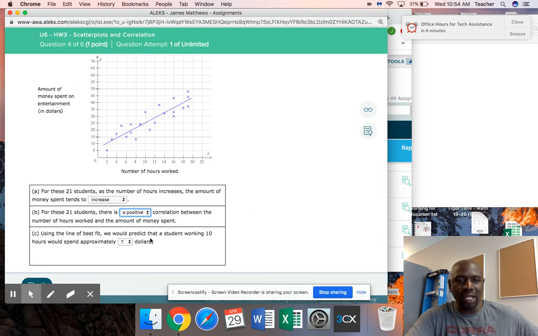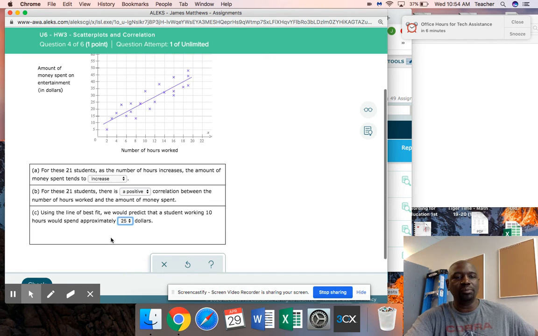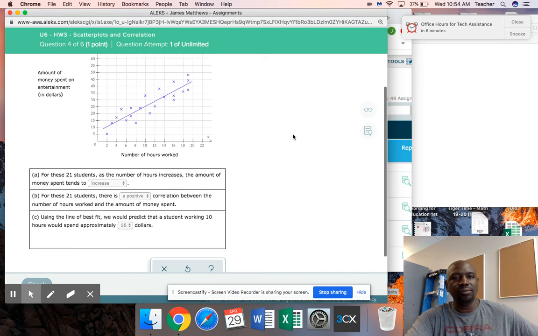And if I were to use the line of best fit to make a prediction for a student working 10 hours, I would expect that person to spend about $25. Let's see what the options are. Oh, 25 is one of them. Check it. Done.